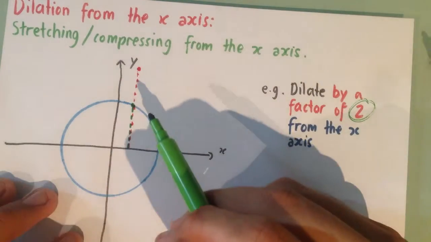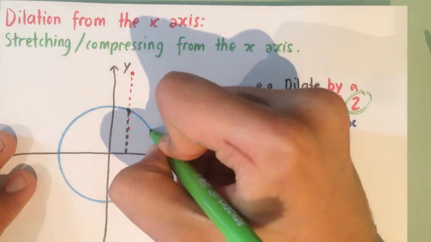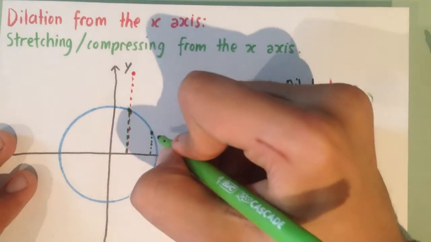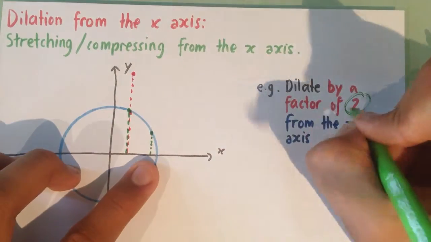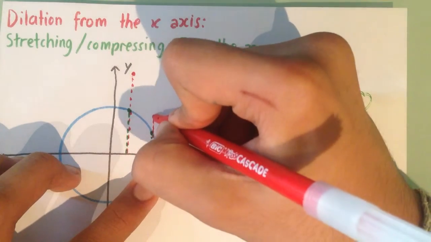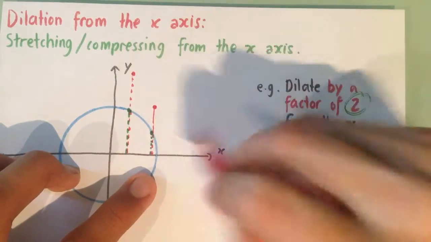And we have to repeat this process in our minds with every single point on the graph. Let's take this point. So where will this point go to? Well, the distance from the x-axis is that, and we need to double the distance from the x-axis. So the new distance will be twice this. It will be somewhere here. So this point will go to there.